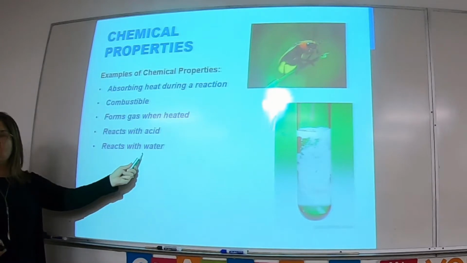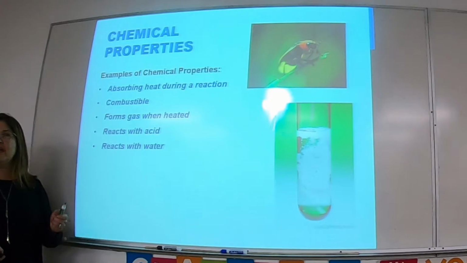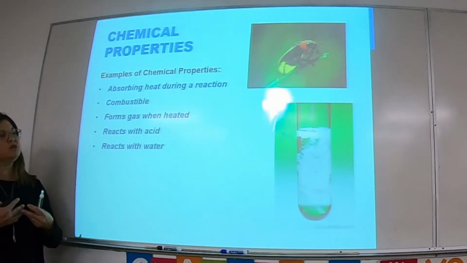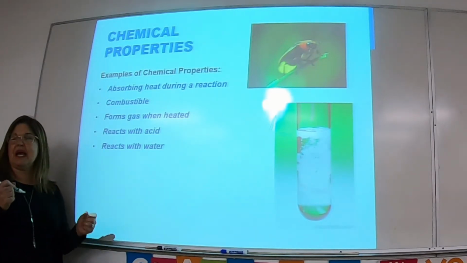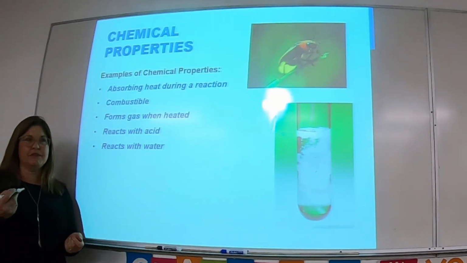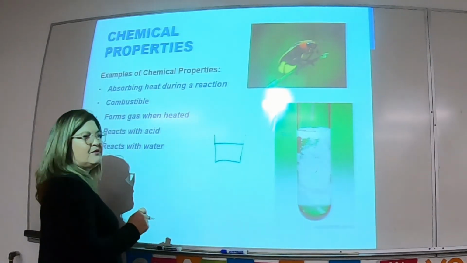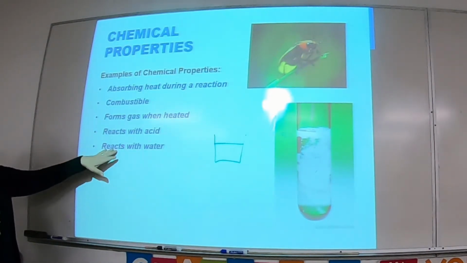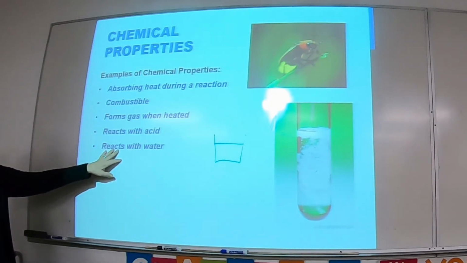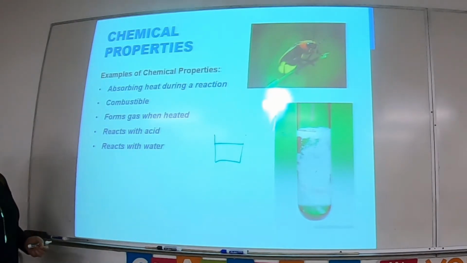It reacts with water. If it reacts with water, that is an example of a chemical property. So tomorrow we'll do an example where we're going to take some potassium or sodium, whichever I have in the back, and we're going to put it into a beaker of water and see what happens there, okay, if that substance will react with water. So if your compound reacts with water, that will be a chemical property.